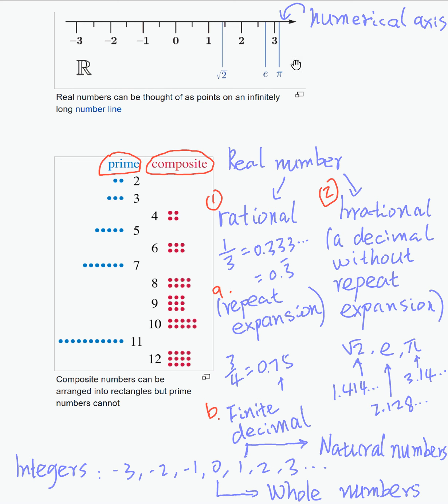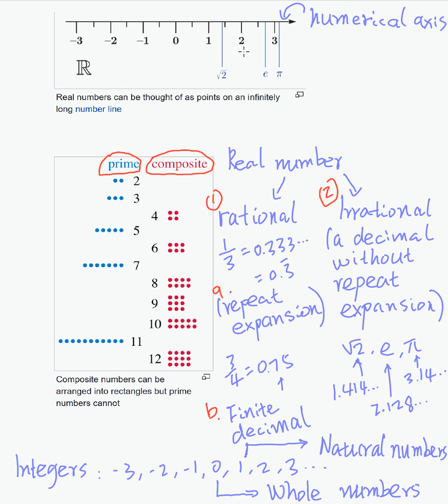For example, we put 0 here and 1, 2, 3, 4 here. We put -1, -2, -3 to the left. By convention, negative numbers are on the left. Positive numbers are on the right. So numbers on the right are bigger than the numbers on the left.